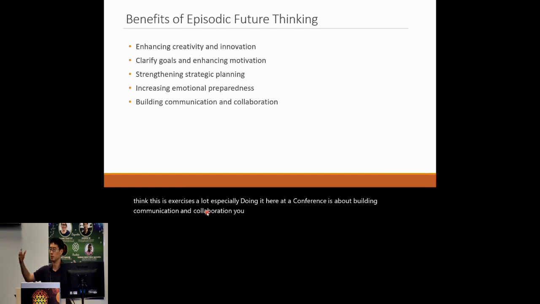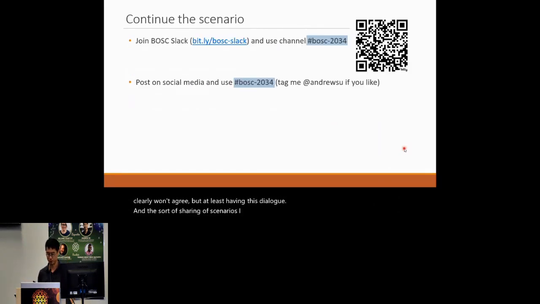People in this room, people at this conference, people joining online, we really have here current and future leaders of how to apply tech to life sciences. And it's not to say that we all need to agree, because we clearly won't agree, but at least having this dialogue and the sharing of scenarios, I think is important.